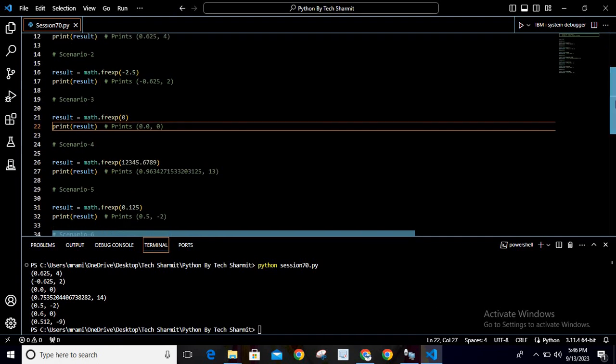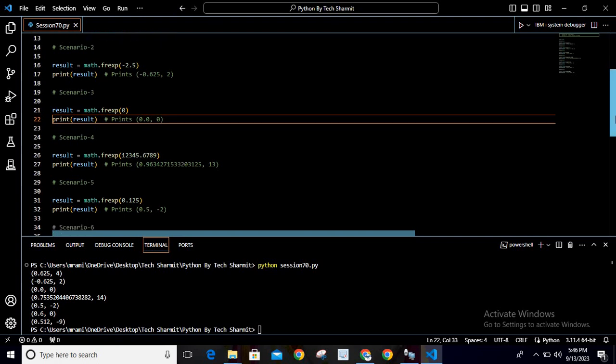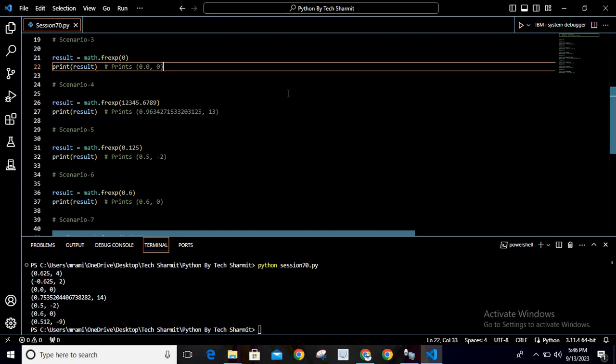Now look at the third scenario. In the third scenario, we are passing the value as 0. When we pass 0, it will calculate the fraction as 0.0 and the exponent as 0. Here you can see. Okay, now we will discuss the fourth scenario. In the fourth scenario, we are trying to pass a value which is in decimal format, 12345.6789. So yes, we can calculate the fraction and exponent for a decimal as well, and this is the equivalent fraction and this is the equivalent exponent of the given number.